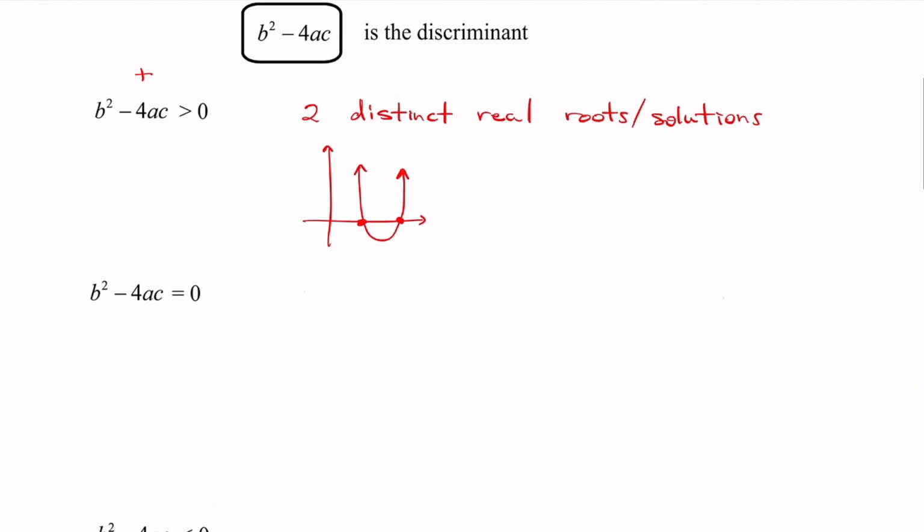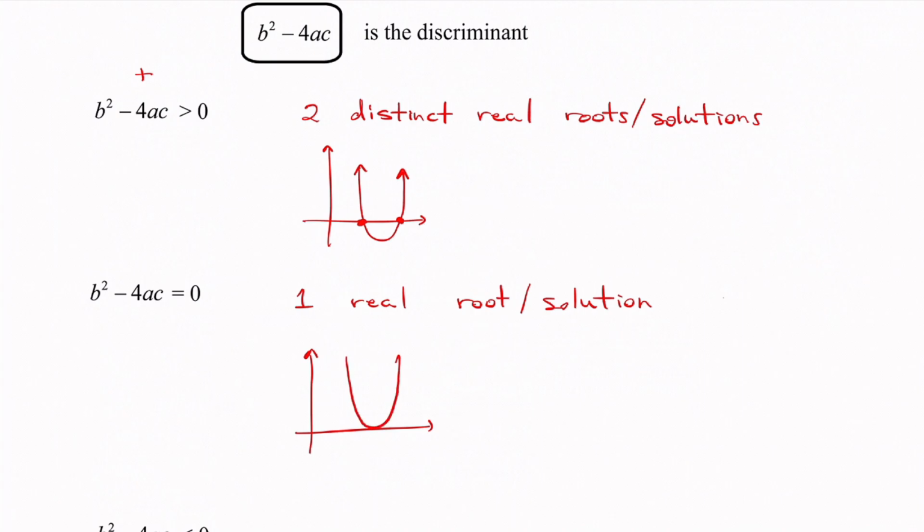Now the second one we said is when it equaled 0. So if that happened, we said there was going to be 1 solution. And then a graph for something like this, if we took the equation and we graphed it, it would have to look something like this. It would come and touch perfectly once and then go back up. So there'd just be 1 point touching on the x-axis, 1 root, 1 solution.